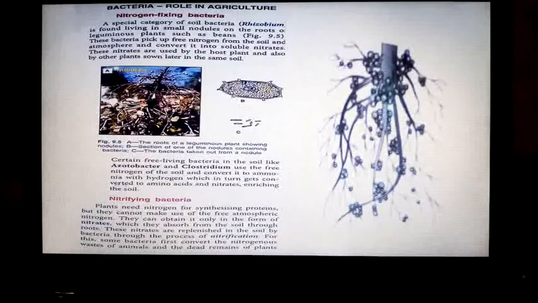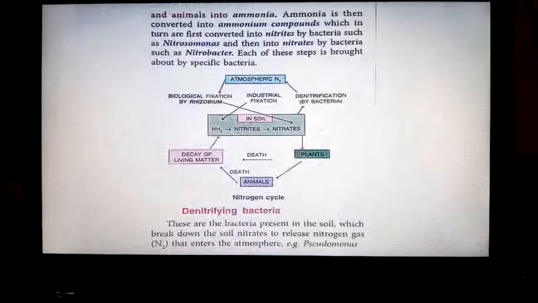So here you are learning: first ammonia into ammonium compounds by ammonification and ammonifying bacteria. Then nitrites is by Nitrosomonas. Nitrates is by Nitrobacter. Got it? And each of these steps you are now going to look at with the help of the nitrogen cycle.